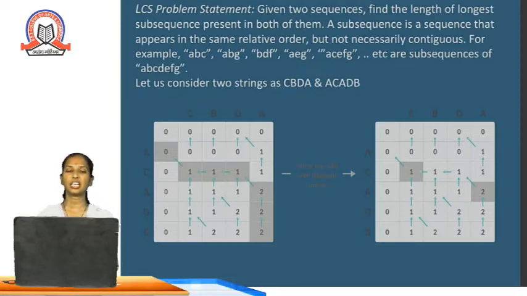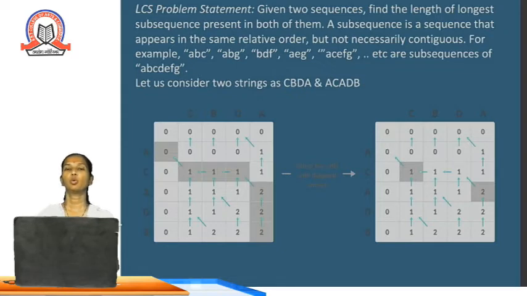But in the next scenario, what are we supposed to do? We are supposed to consider two strings, and from those two strings find out the common substring. So in the next example, let us consider the two strings, namely CBDA and ACADB. So how is the common substring found?